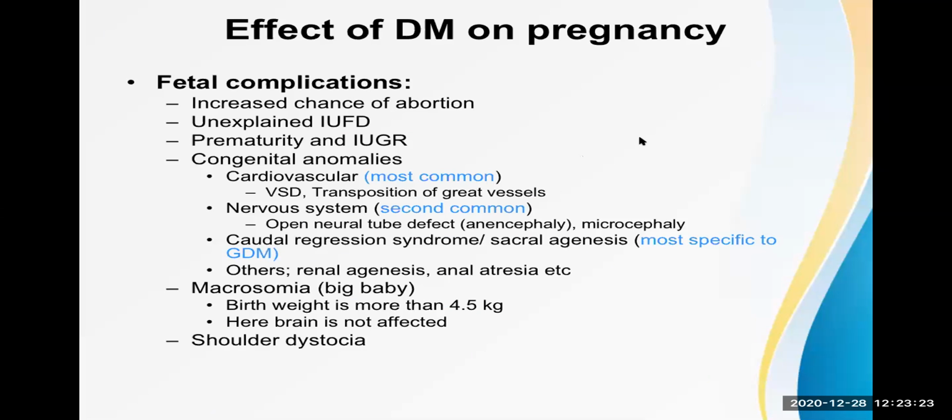What are the fetal complications? If the mother is diabetic, or if diabetes mellitus develops during pregnancy, this is a combination of the discussion regarding both overt diabetes as well as gestational diabetes. There is increased chance of abortion, we already talked about. Abortion is a termination of pregnancy prior to 20 weeks of gestation. There is unexplained intrauterine fetal death. This is quite common in diabetes mellitus, unexplained IUFD.